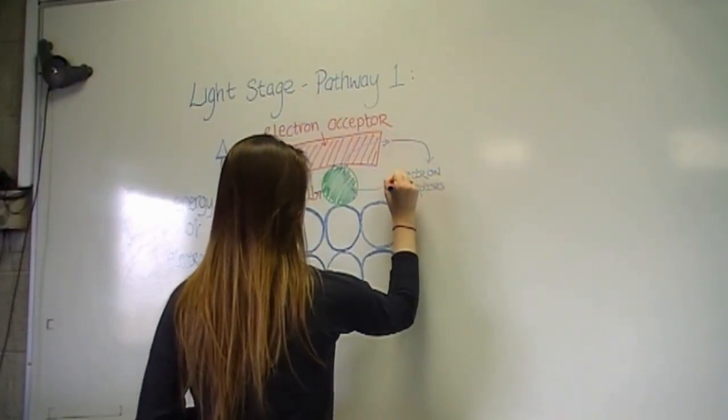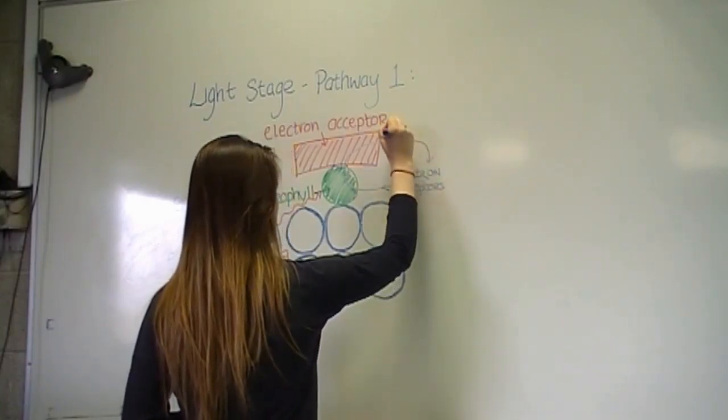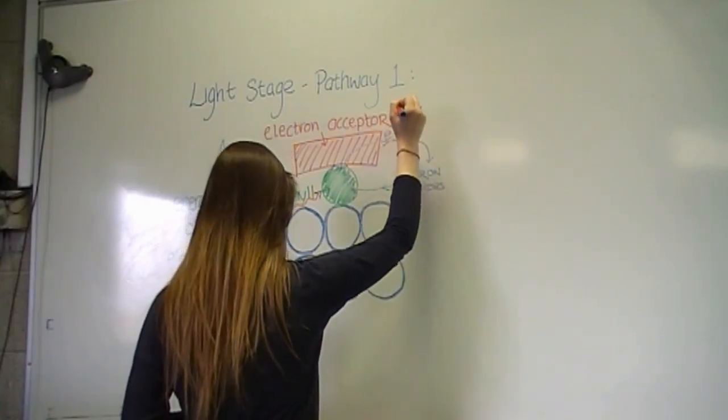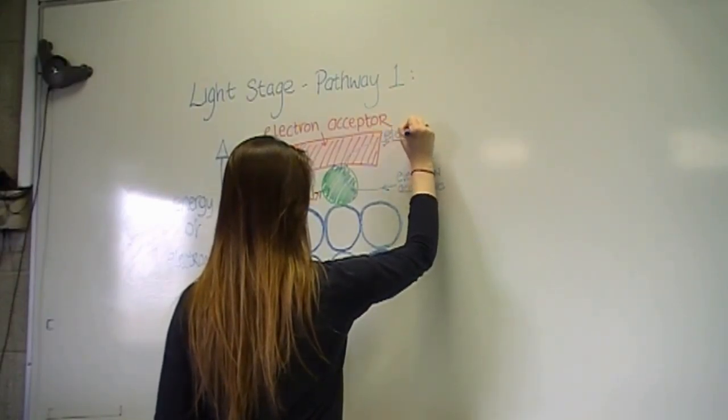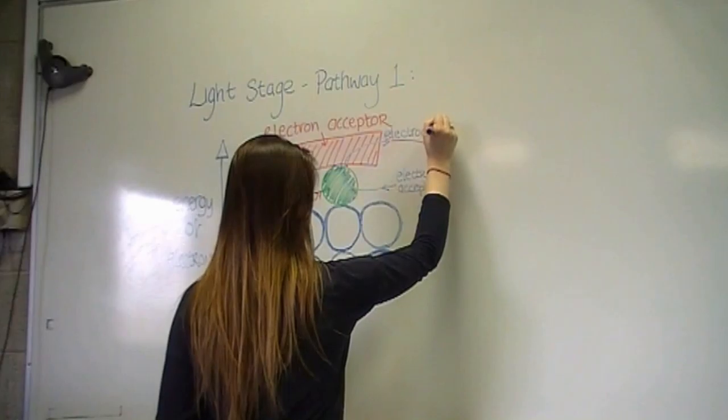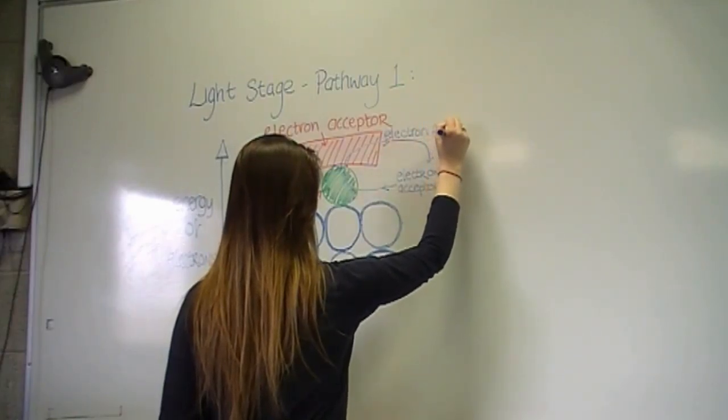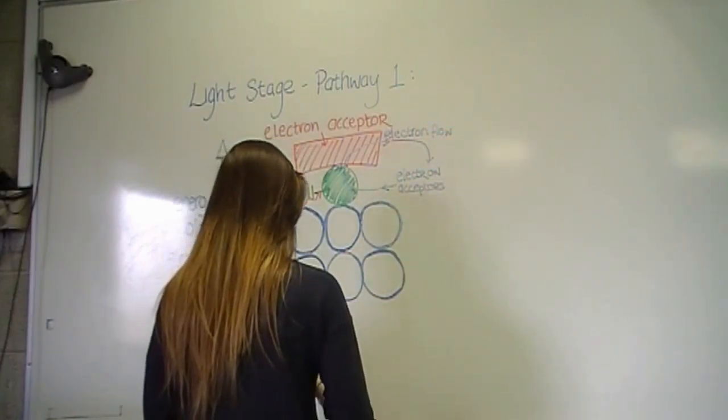Each of the pigments in the reaction center absorb light energy. This energy is then passed to the specifically placed chlorophyll, where it is passed on to the electrons. These electrons are now high energy electrons. They pass from the chlorophyll to the electron acceptor in the reaction center. From here, they can follow one of two pathways.